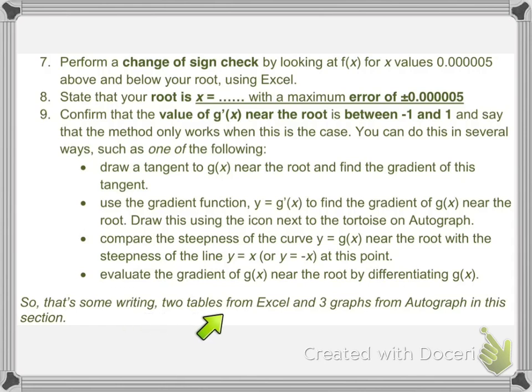You've got two tables from Excel. There's the one where you do the iterative method, and there's the one where you do the change of sign check to make sure that you've got your value correct with your error bounds. 3 graphs from Autograph. So that's one graph displaying your f of x with your g of x on it. There's one graph which is zoomed in showing your x0, x1, x2, x3 clearly labelled, and there's one graph where you talk about the gradient of g of x.